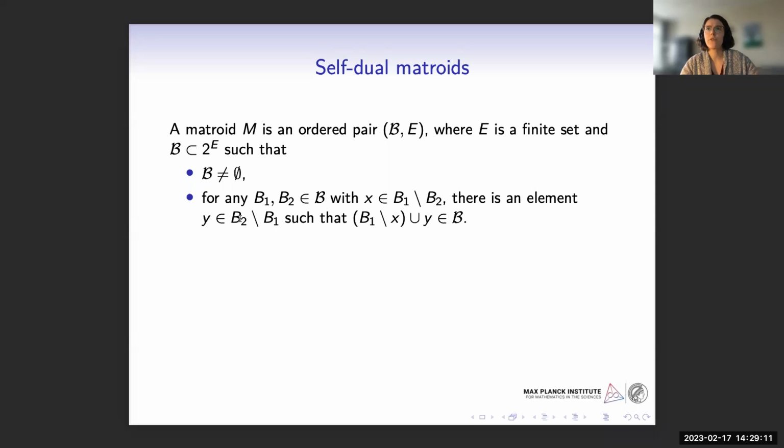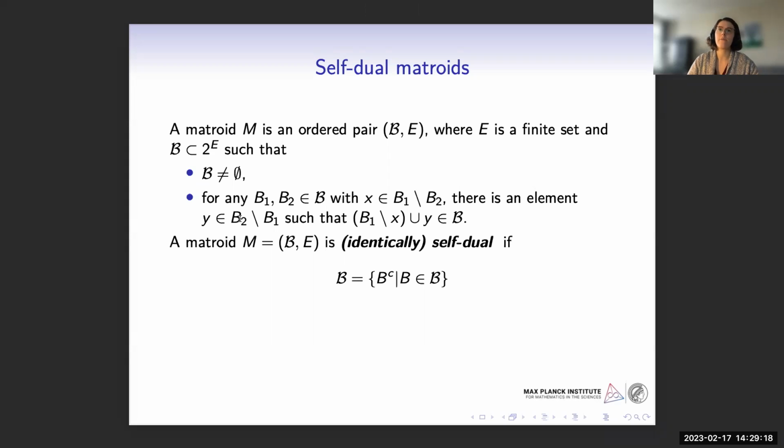But I want to focus particularly on self-dual matroids. So there is one more condition that we need. And this condition is that if I have a basis of my matroid, then its complement is also going to be a basis of my matroid. So the set of bases is invariant under taking the complement. It's just going to be the same set.